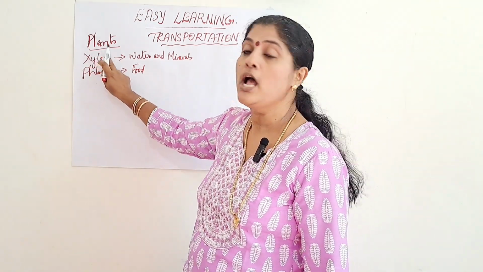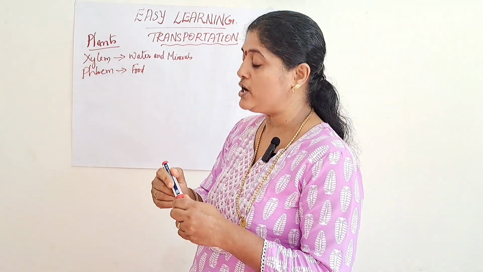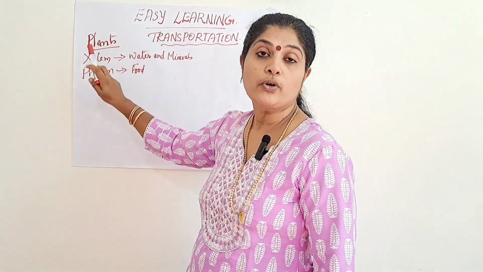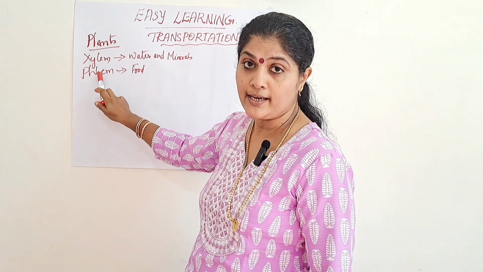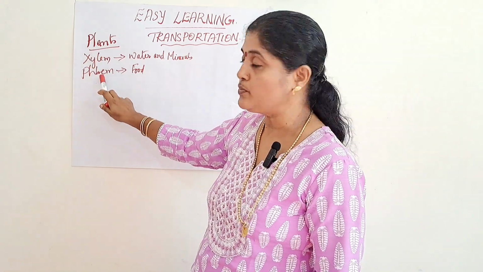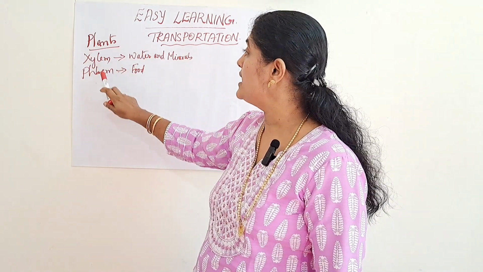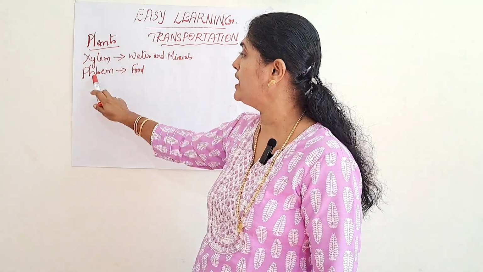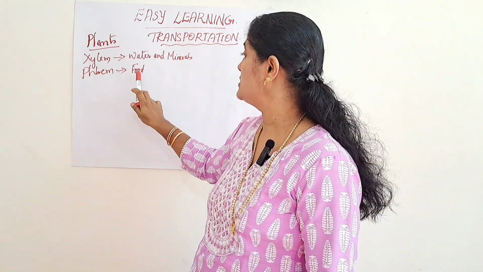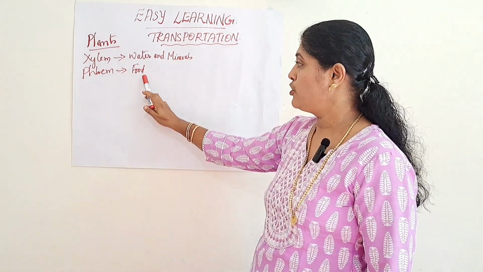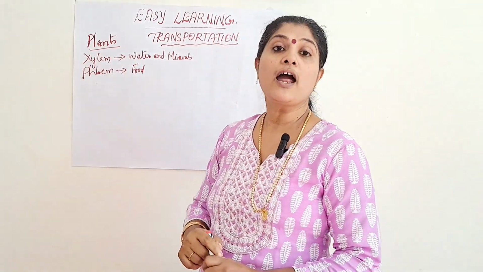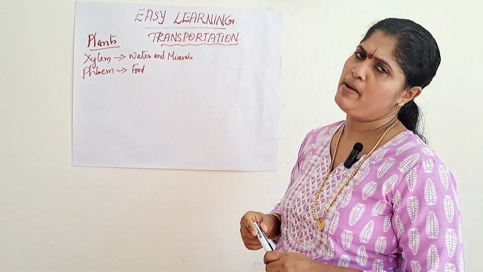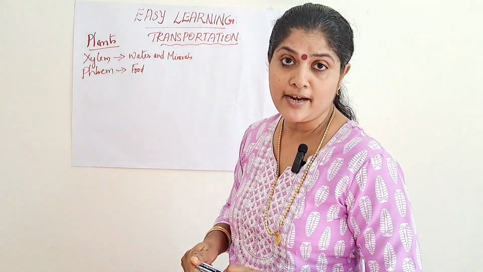So, these are the main important areas to concentrate on under transportation in plants. One is the xylem and the other is the phloem. These are the two conducting tissues or transport systems present in plants. The main function of xylem is transporting water and minerals, and the main function of phloem is transporting food. Regarding the elements of xylem and elements of phloem, you have already studied that in 9th standard.